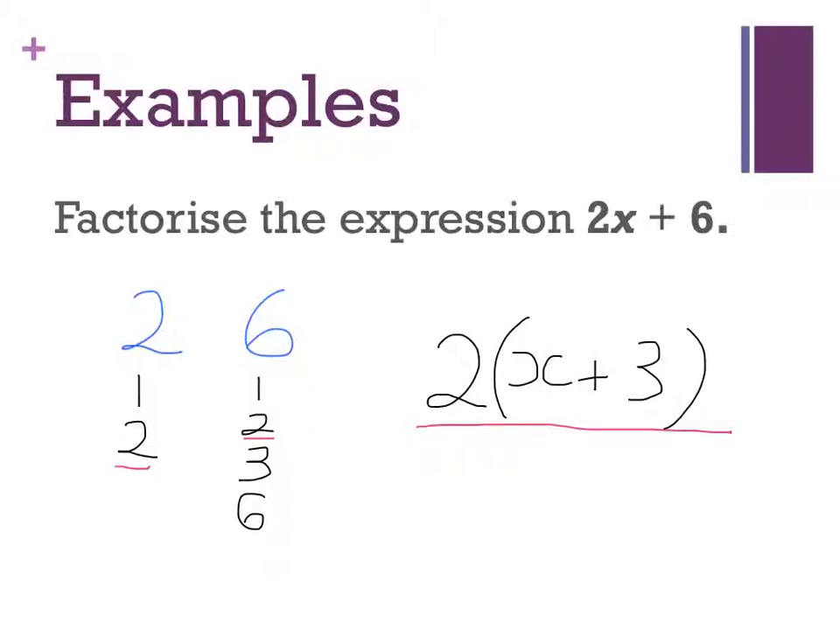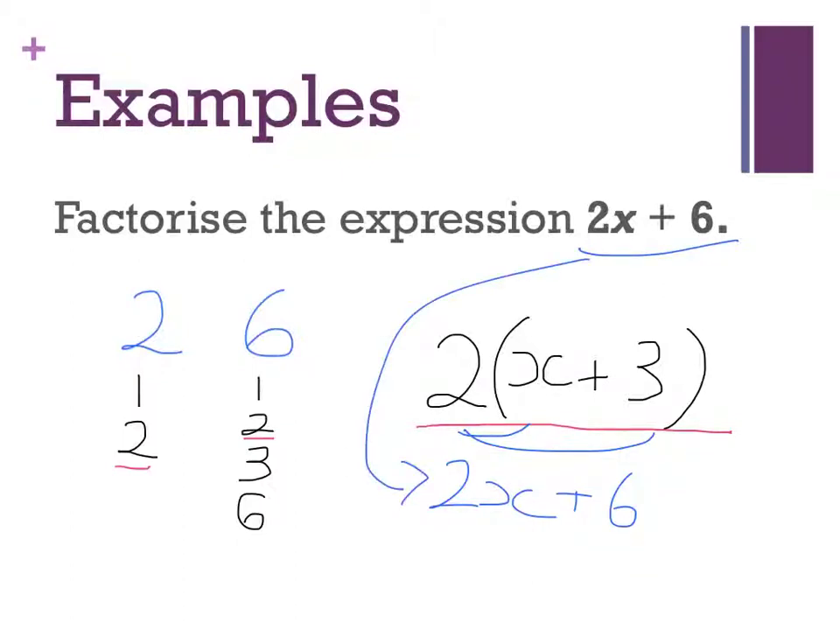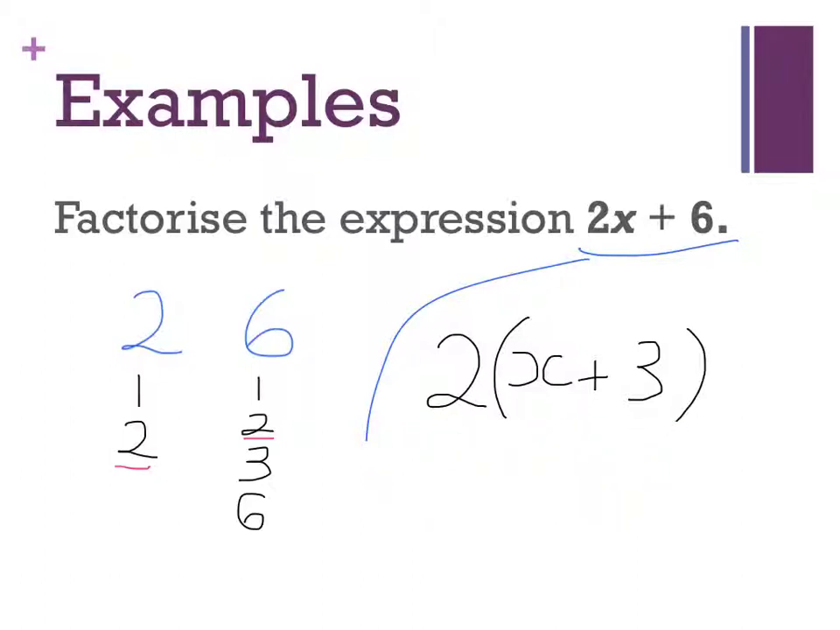Now, I quickly make sure to check that I'm fine. If you want, you can work it out again. 2 times x is 2x. 2 times positive 3 is plus 6. Yep, that's the same as the original, so I must have factorised correctly. So when I factorise, guys, it means to put it back into brackets. I can check that I've factorised correctly by re-expanding it, but I factorise by finding the highest common factor. Now, let's have a look at the next one.